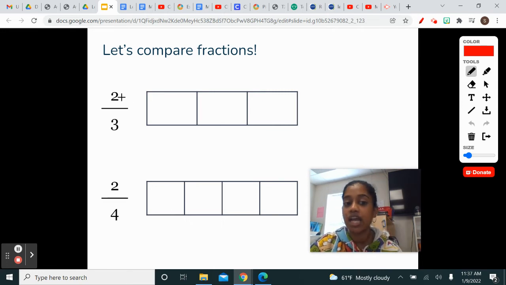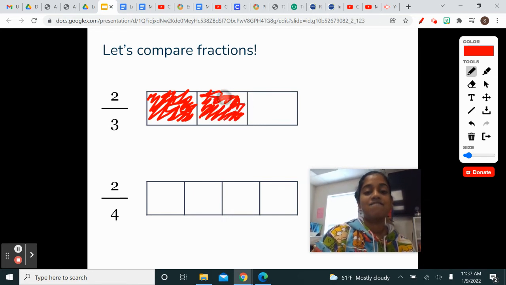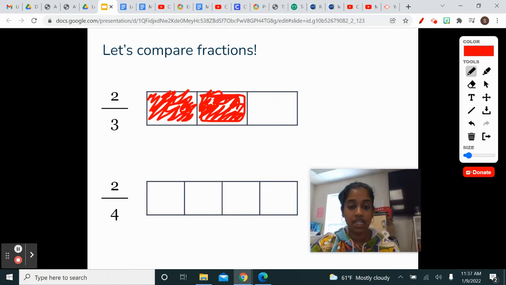So let's go ahead and shade in our pieces. So our numerator is telling me, okay, I have 2 equal pieces. So let's go ahead and shade that in. So I have 1 and 2. Fantastic. So I have 2 of my thirds shaded in. Let's look at our second fraction.